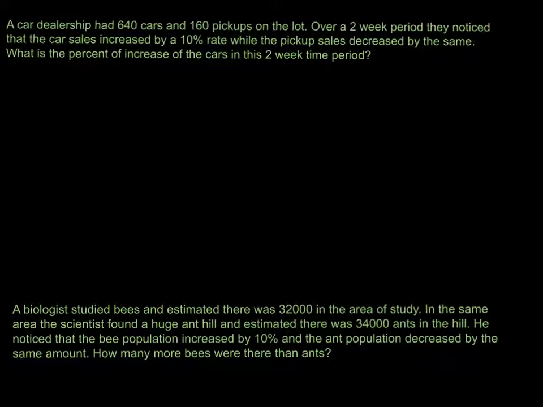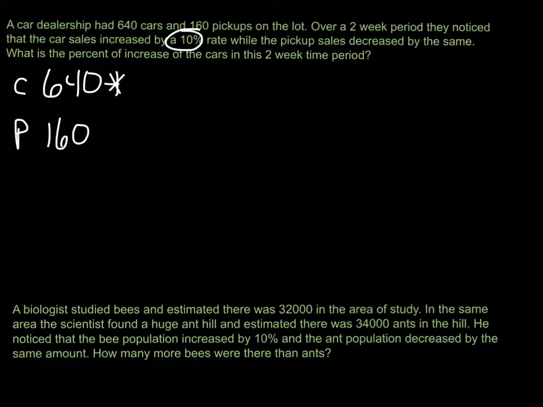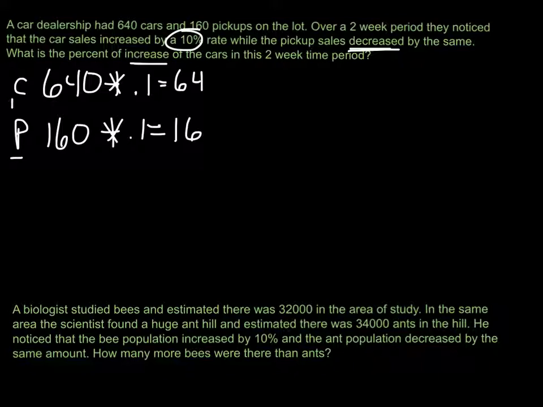So looking at a couple other ones that are similar in the scheme of things here, we have a car dealership that has 640 cars. We have 160 pickups. Over a 2-week period, our percentage is going to be 10%. So again, the first step that I'm going to do is multiply this by 0.1. That's going to give us our new inventory in a sense of what we have changed our numbers as. So we have 64 new cars and 16 pickups. If we notice, we decreased the pickups and we increased the cars. So the pickups went down, the cars went up.